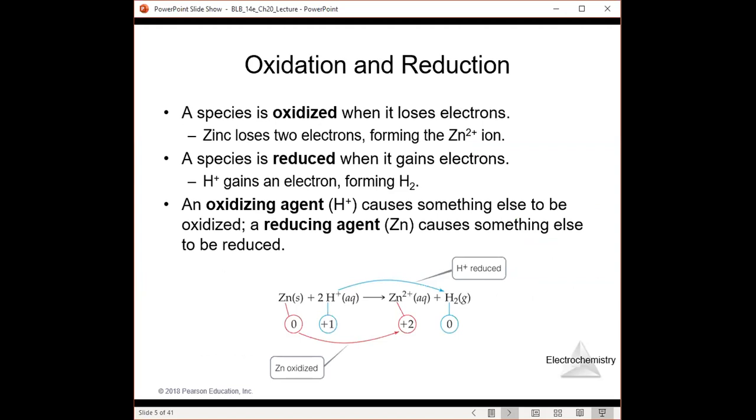A species, when it's oxidized, loses electrons. So what happens to zinc? It loses 2 electrons, forming the zinc 2+ ion. A species is reduced when it gains electrons. So hydrogen, H+, gains an electron, forming hydrogen gas, the diatomic H2. The oxidizing agent, which is the H+, causes something else to oxidize. The reducing agent, zinc, causes something else to be reduced. That is how you think of it.